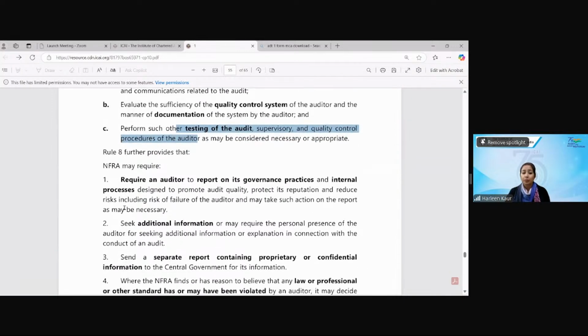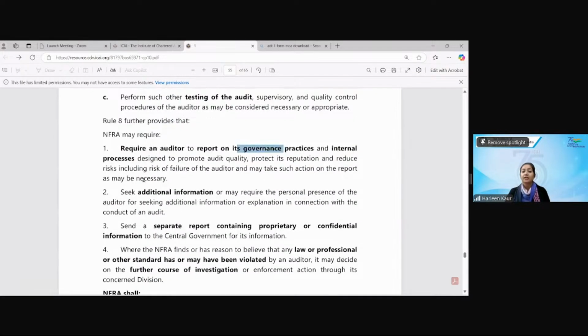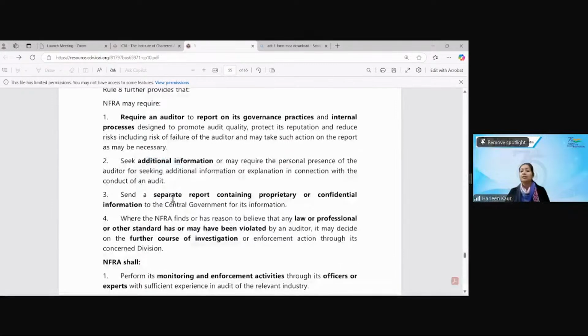So Rule 8 further provides that NFRA may require the auditor to report on the governance practices and internal procedures, seeking the additional information. A separate report needs to be prepared to be given to the central government.